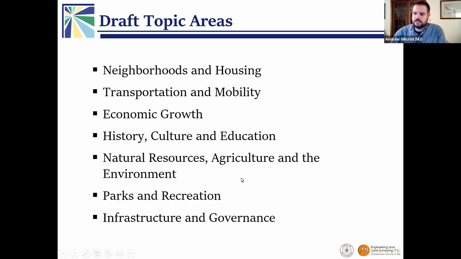So moving on to the draft topic areas, the comprehensive plan itself will be centered around these topic areas, and within each topic area are a series of goals that address the needs and the opportunities of the community, and these goals and the recommendations of the plan that will be created all aim to achieve the vision that I just stated. So with that, the topic areas that have been identified include neighborhoods and housing, transportation and mobility, economic growth, history, culture and education, natural resources, agriculture and the environment, parks and recreation, infrastructure and governance.